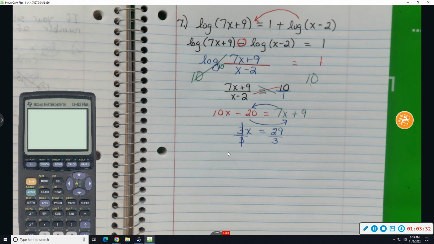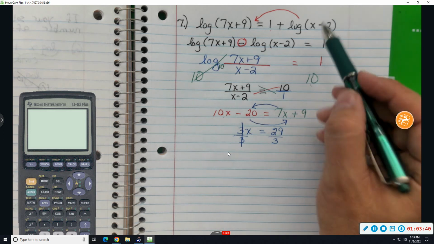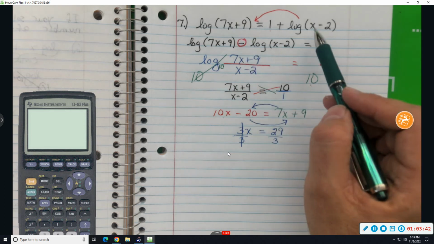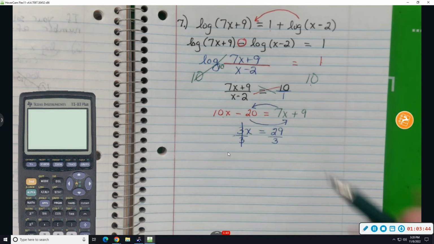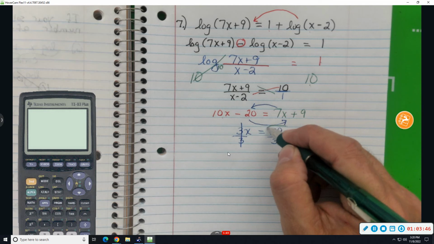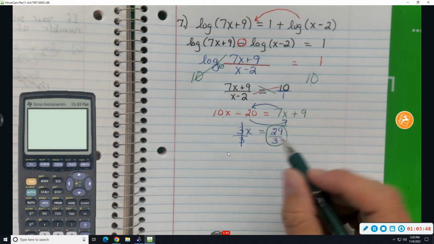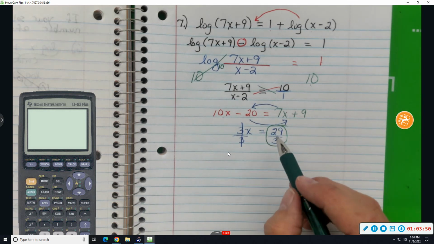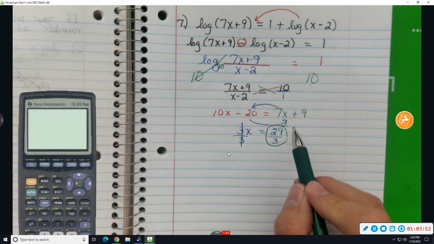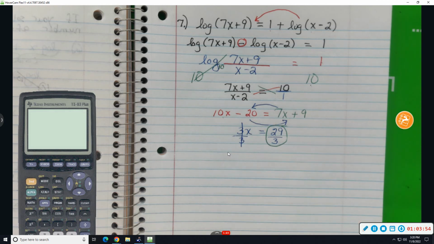Hmm. 29 over 3, that's almost a 30 over 3, so it's almost a 10. If you plug a number close to 10 in here for x, you're not going to get a negative number after it. Again, it's primarily if you get a negative answer, you better watch out. Well, you might have to mark it out. So 29 over 3.